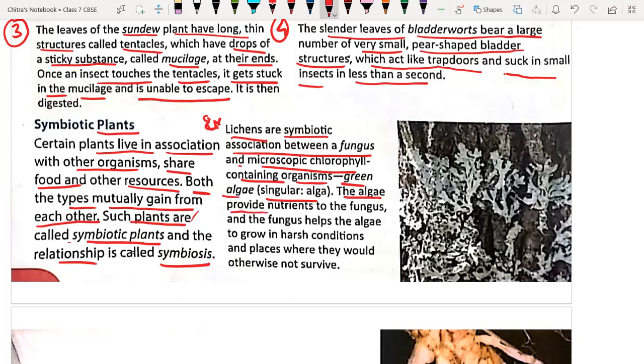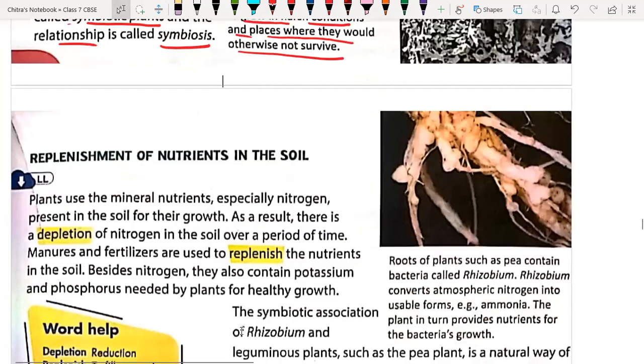The algae provide nutrition to the fungus, and the fungus helps the algae grow in harsh conditions. That means the two provide benefit to each other and go together. This relationship is called a symbiotic relationship, in a place where they would otherwise not survive. Fungus as well as algae provide benefit to each other, which is called a symbiotic relationship.